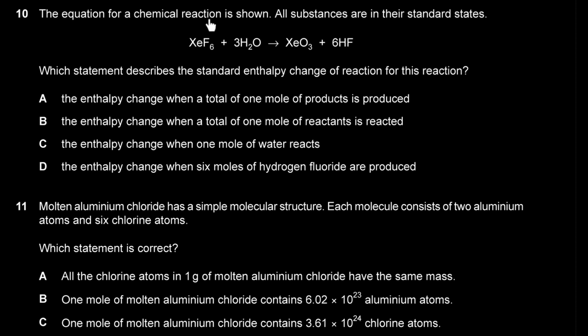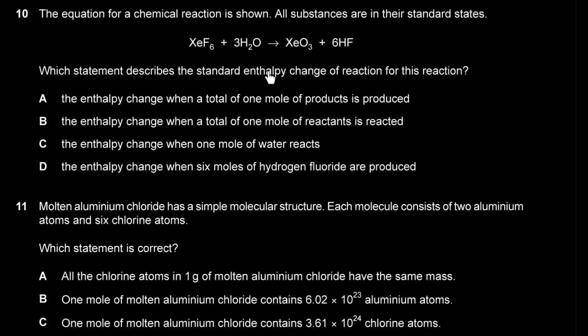The equation for a chemical reaction is shown. All substances are in their standard states. Which statement describes the standard enthalpy change of reaction for this reaction? The enthalpy change when a total of 1 mole of products is produced, well, in this case, we are not producing a total of 1 mole of products, right? Remember, when we talk about standard enthalpy changes, right?